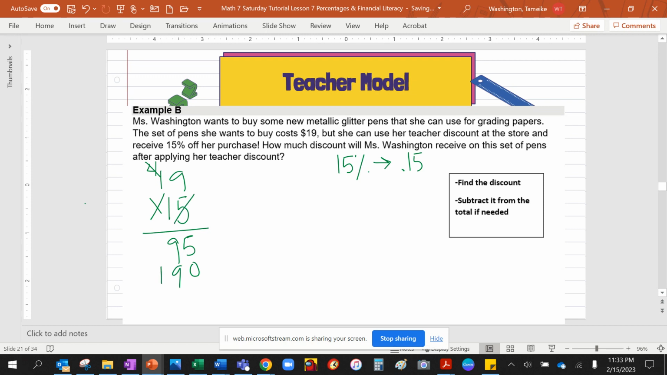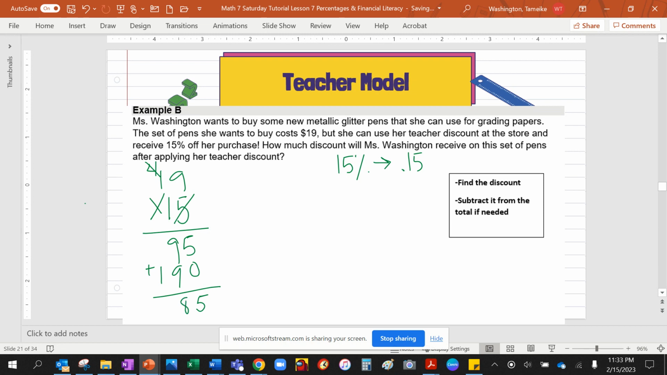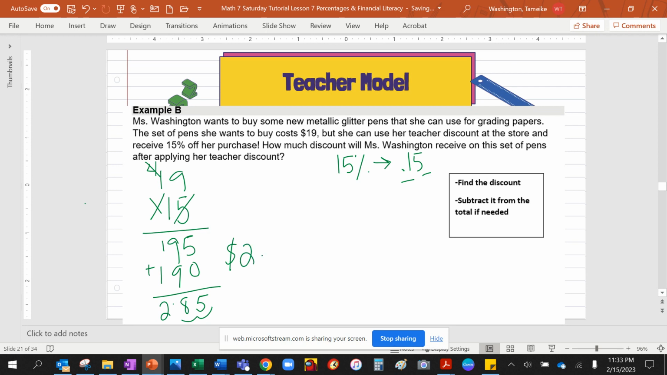1 times 1 is 1. Add. 0 plus 5, 5. 9 plus 9, 18. Carry the 1. We have 285. But we need to remember two decimal places. So the discount is $2.85.